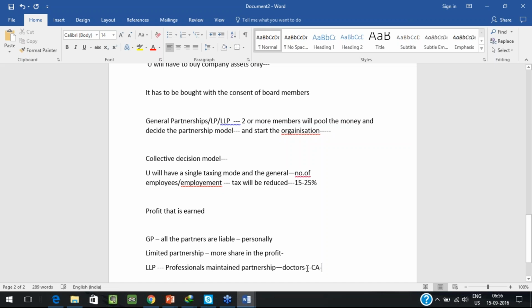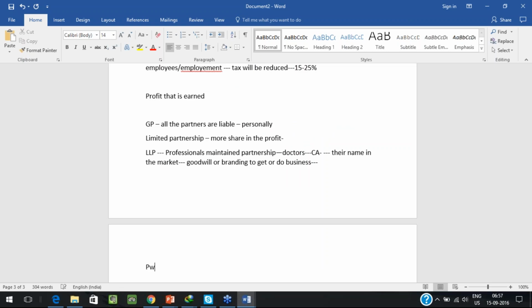This actually helps in pooling more money, in the sense that as these are professionals and they have their name in the market, they can use the goodwill or branding to get or do business. So that's LLP. PwC is one classic example of an LLP. It's maintained by professionals. PricewaterhouseCoopers, you might have heard. So PricewaterhouseCoopers is an LLP.